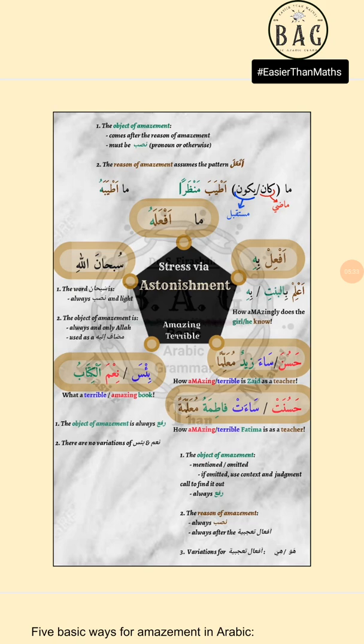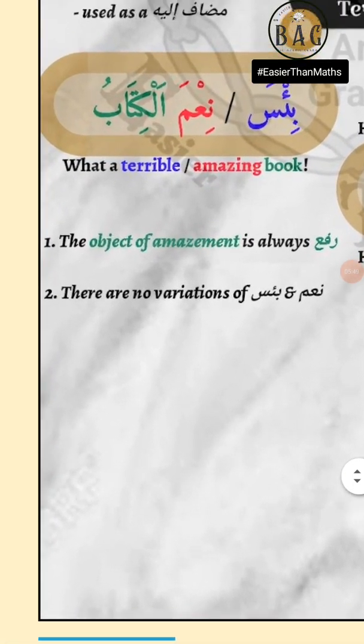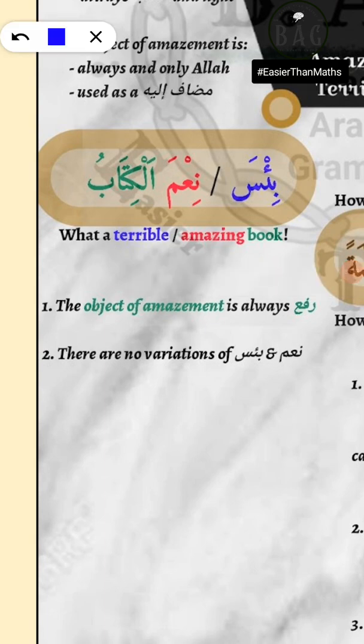Okay, and we can see that it's slightly crowded over here, but the best part is that it's super easy and extremely logical to understand. Okay, all right, so let's just zoom this one up first, and yeah, okay, so what do we see here? We see bisa slash ni'mal kitabu, and it says, what a terrible or amazing book.